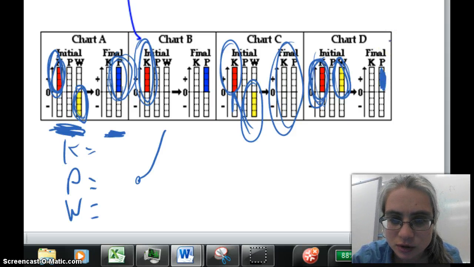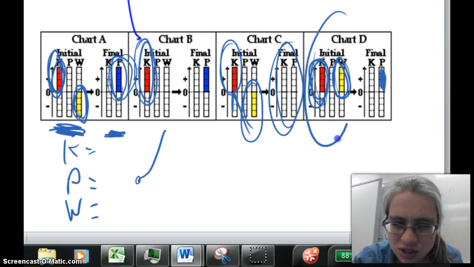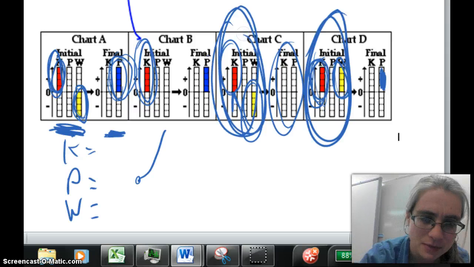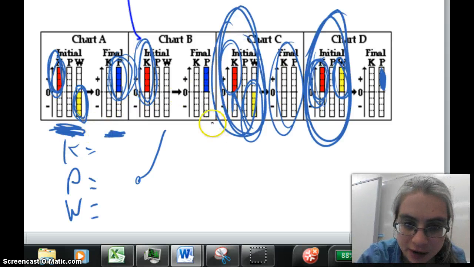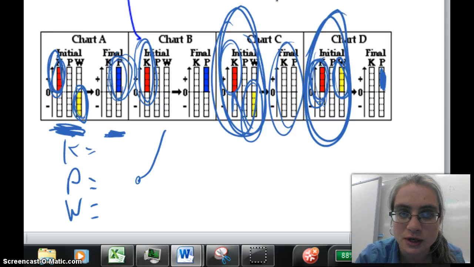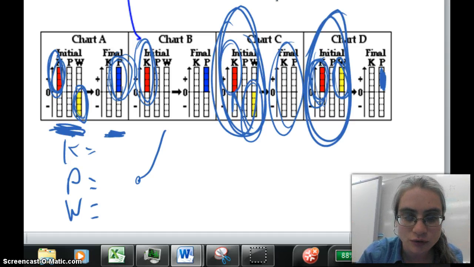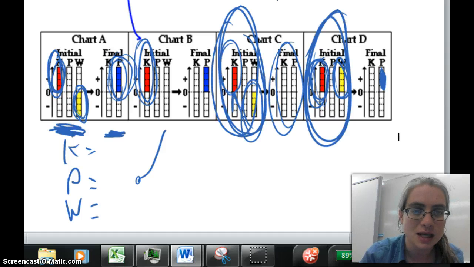So sometimes what they'll do is they'll give you the initial systems, okay, and you'll have to predict what the final will be, or they'll give you the final systems and you'll have to predict what the initial systems were set up to be. So keep in mind, you're going to be looking for terms of internal forces and external forces and whether they're conserved or not. And if you have any questions, go ahead and ask Ms. Hobbs in class. Thanks.